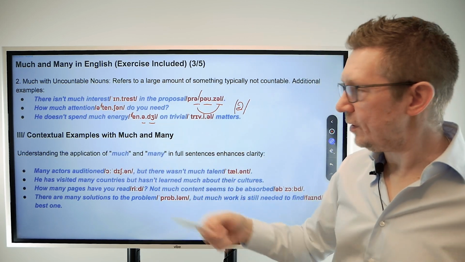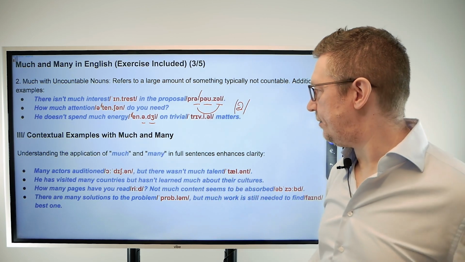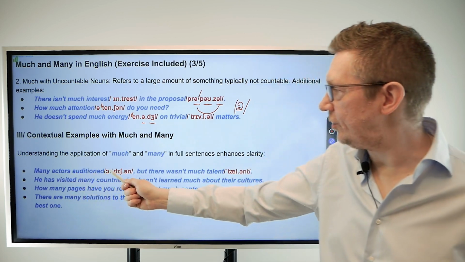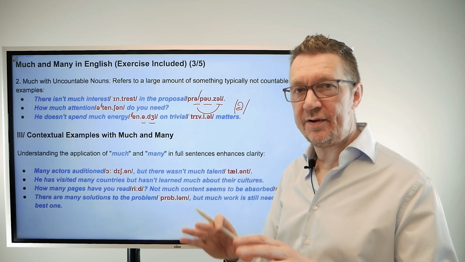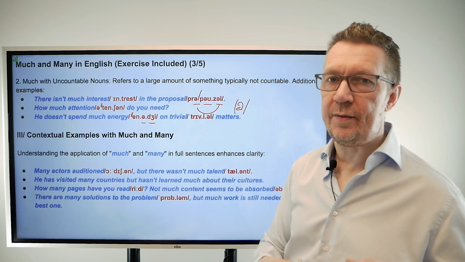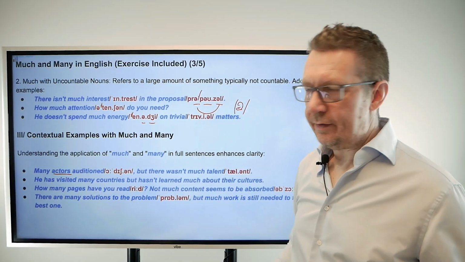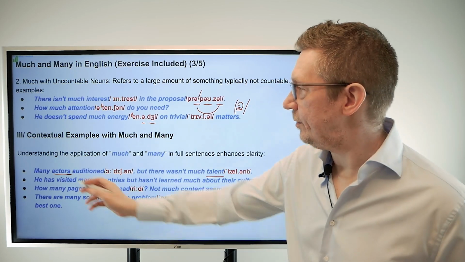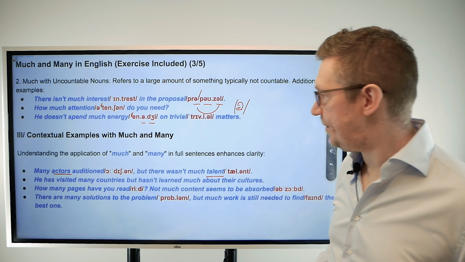Okay, so how do we use them in context then? If we understand the application of how we use them in full sentences, it makes things a little bit clearer. So many actors auditioned, but there wasn't much talent. So can you see what we're doing here? We're using both in the sentence to show you how you do it in a different way when you have countable and uncountable. So actors, you can count, okay? Talent, you can't count, okay? So for example, many actors auditioned, but there wasn't much talent, all right?